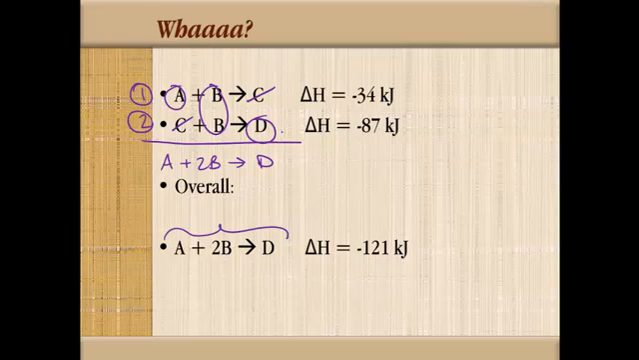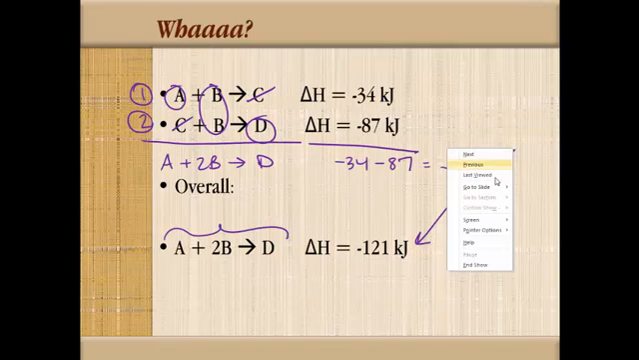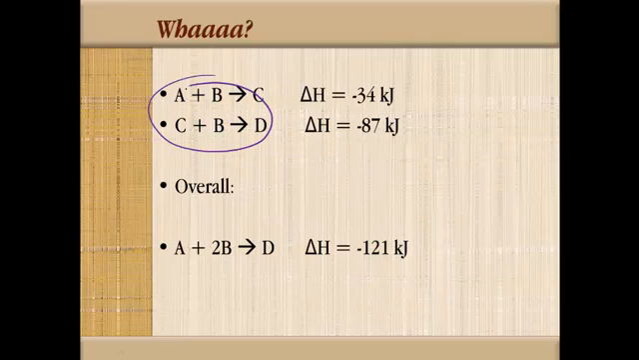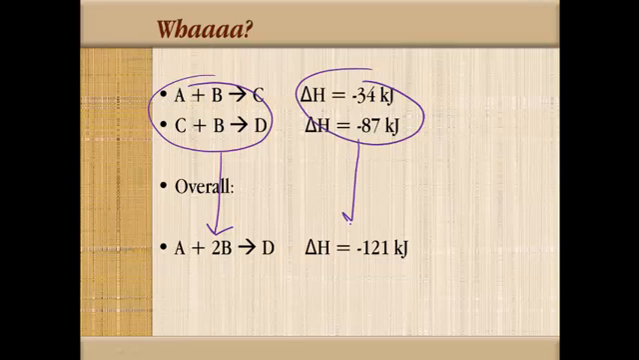So if these two individual steps add up to this overall reaction, the two individual delta H's add up to the overall delta H. Negative 34 minus 87, if you add those together, gives you that. So again, the main idea is, let me get rid of all this ink here, if you add two chemical reactions together to get a new chemical reaction, you also add their delta H's.